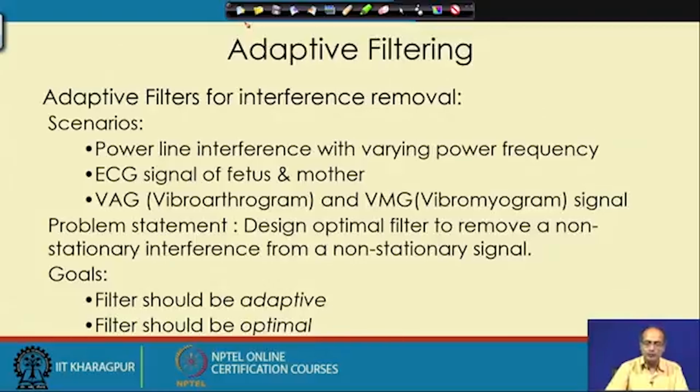The problem statement is that we would like to have an optimal filter, but it should work in a non-stationary environment, that means the signal is non-stationary or the interfering noise or interfering signal is non-stationary. In other words, we want an optimal filter, and at the same time it should adapt with time, or adapt with the signals it is dealing with. So, that is the motivation for having an adaptive filter in this case.